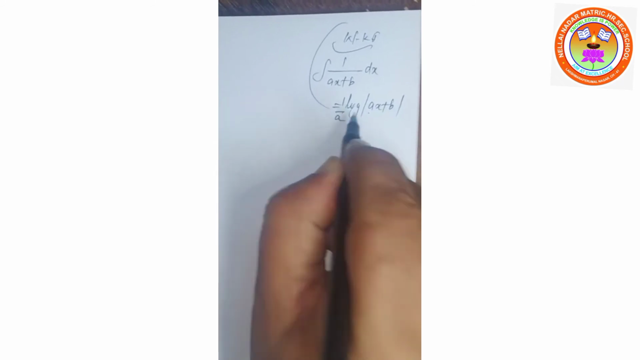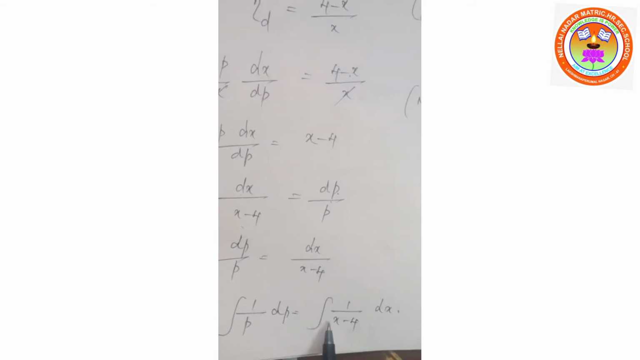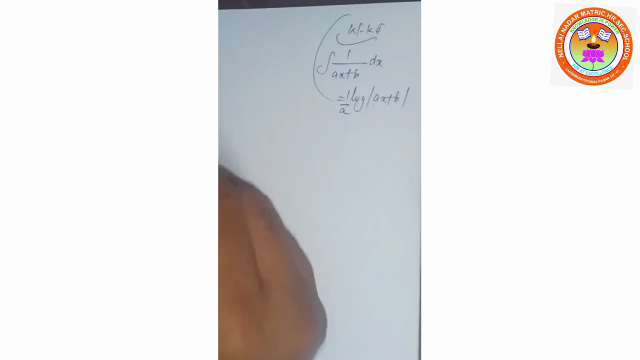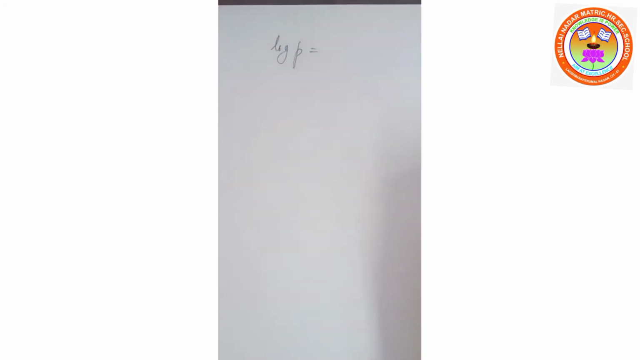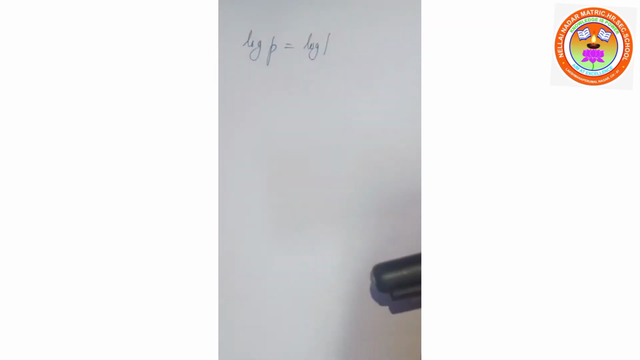Here 1 by a. So listen, what is the coefficient of x please? 1 only. So substitute a, that is equal to 1 in the formula. So 1 by 1, that is 1 only. So straight away we can write log modulus of ax plus b. This is ax plus b. What is here? x minus 4, right, as it is.